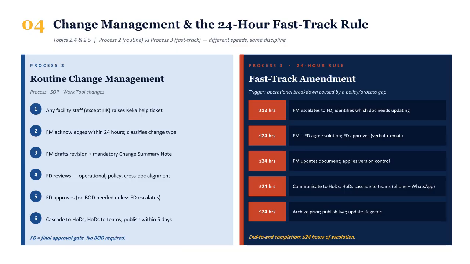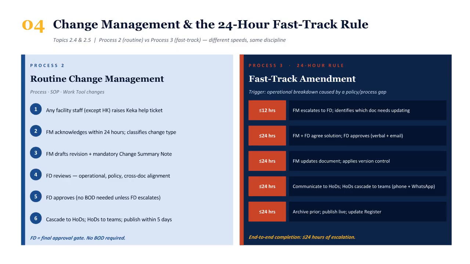The FD reviews for operational accuracy, policy consistency, and cross-document alignment. The FD approves. No board involvement needed unless the FD chooses to escalate. Then the update cascades to HODs, who cascade to their teams, and the document is published within 5 working days. That is the normal route.